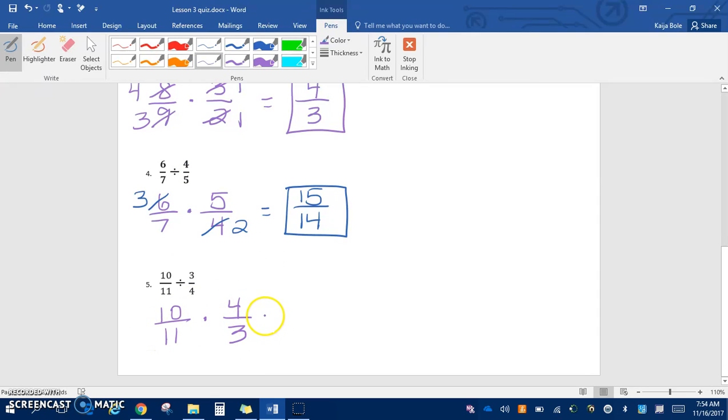Now I'm looking here to see if I can cross divide, and I really can't actually, so I'm just going to multiply across. So my final answer is 40/33, which I cannot simplify. So that's my final answer.